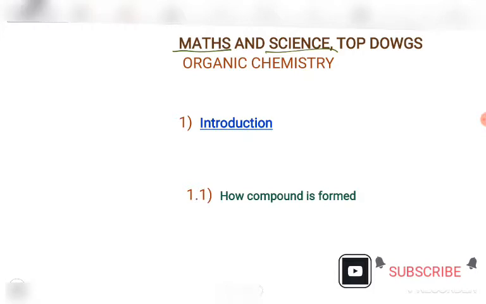Okay, so I'm just going to give you an introduction to organic chemistry and how the compound is formed. Before we start, let's check this word first: organic. Where does this word organic come from? It actually comes from the word natural. When we say natural, we mean something that's just there, like natural sources. We know that almost all natural sources contain elements.